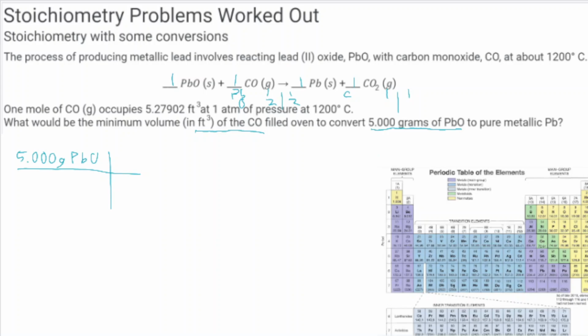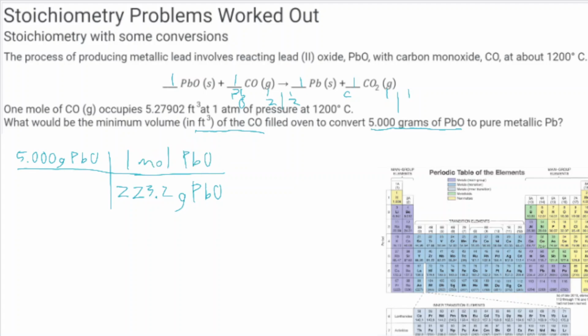So we're looking for lead, and we see it's right down here, and it's 207.2. So 207.2 grams per mole, and we need to add that with oxygen. So we're going to add 16 to that. All right, so when we do that, we're going to get 223.2 grams of lead oxide for every 1 mole of lead oxide.